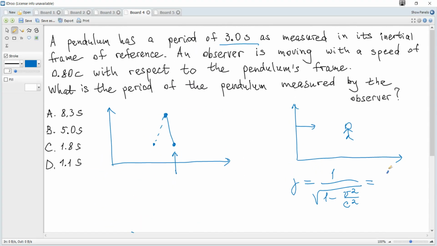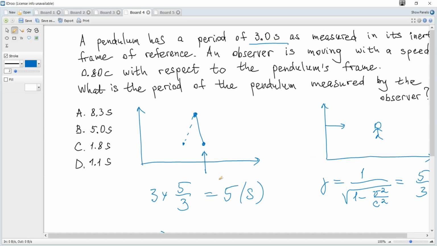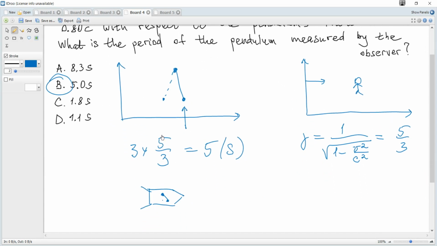So gamma is 1 over the square root of 1 minus 0.8 squared. 0.8 squared is 0.64, and 1 minus that is 0.36, and the square root is 0.6. And it's 6 over 10. You may use a calculator. So gamma is 10 over 6, or 5 over 3, and hence the dilated time interval is 3 times 5 over 3, it's 5 seconds. So it's B. And that's all for this question.